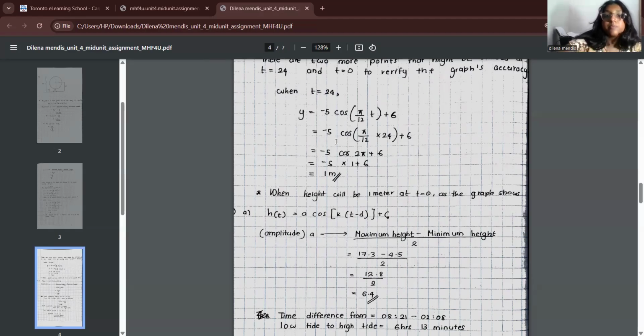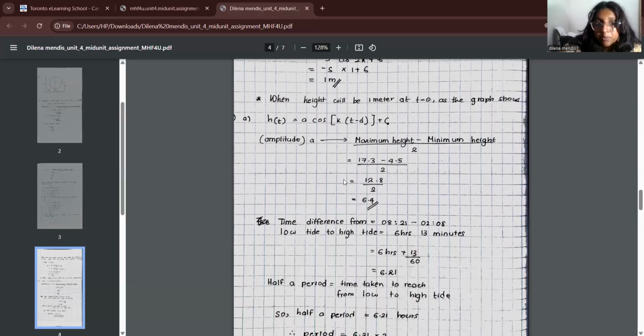So 24 is t, therefore the equation will be minus 5 cos(5/12 × 24) plus 6, which gives minus 5 cos 2π plus 6, which is minus 5 into 1 plus 6. The final answer will be 1 meter. So the height will be 1 meter at t equals 0, as the graph shows.